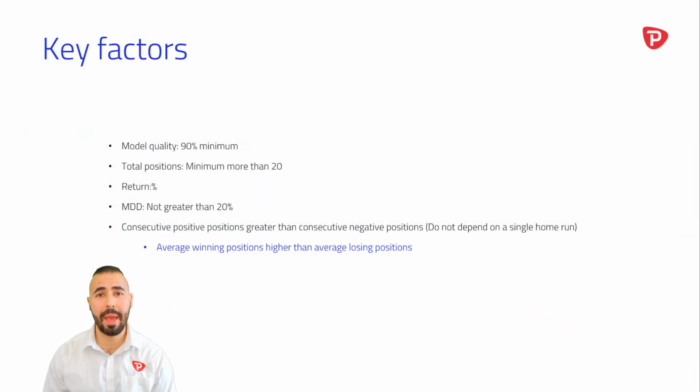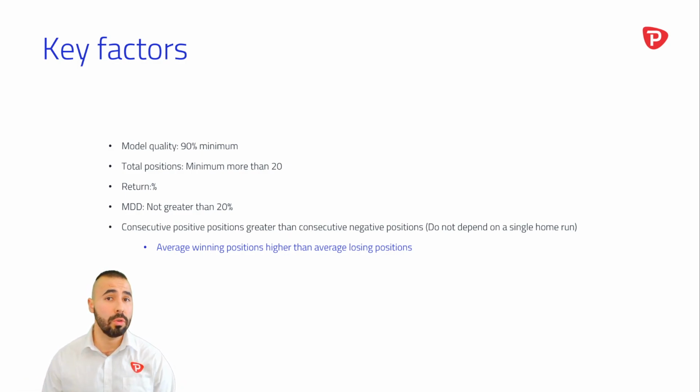Now that we went through the backtesting process of a trading strategy, let's go over again the key factors that you have to pay attention to whenever reviewing the model. Of course, the first one that comes to mind is the quality of the model. You don't want anything under 90%, because basically that will be taking the results of an inaccurate process. The total positions: you don't want anything with less than 20 trades, because once again, it's not an ideal representation of whether a trading strategy is consistent or not.